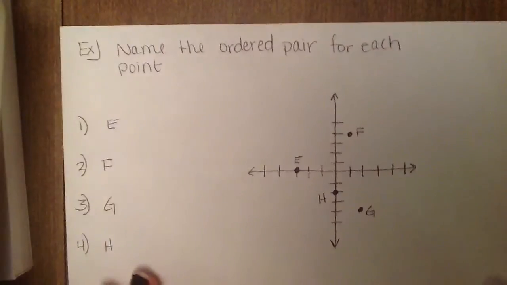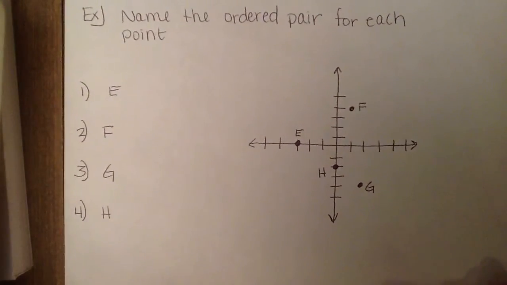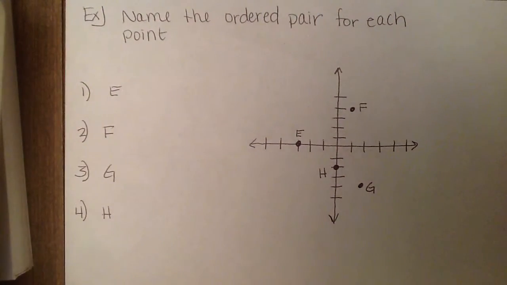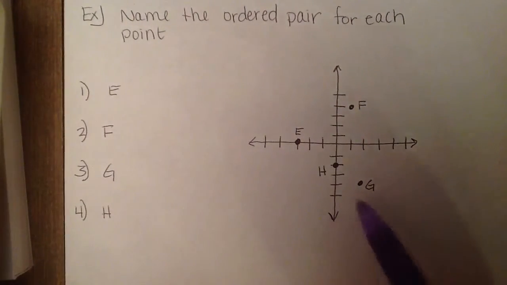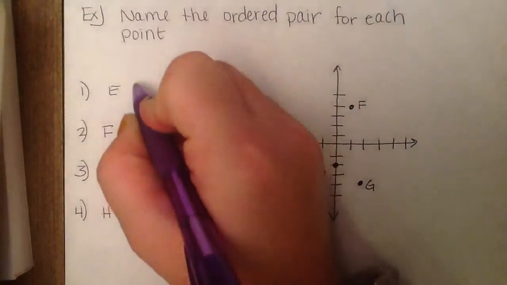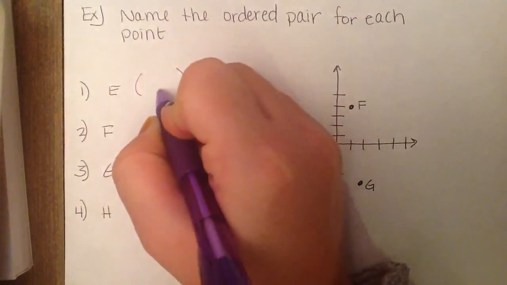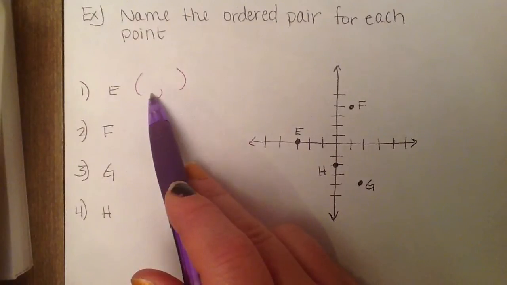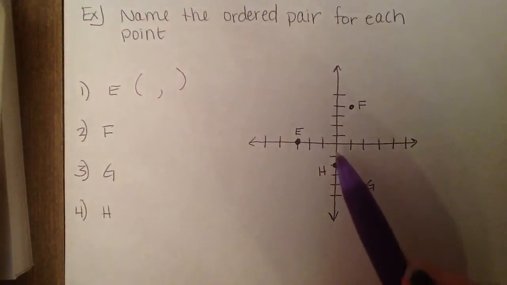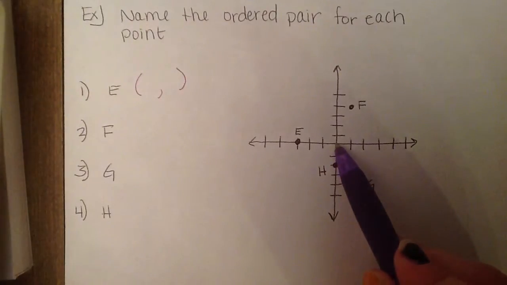The next set of examples asks us to find the letter and name the ordered pair that is there. So our first one we're going to do is E. Okay, so I'm going to set up my ordered pair. Now my first number tells us we move which direction, left or right. So I'm going to put my pencil in the middle, and this point is called the origin. So now I have to look, do I move right or do I move left?